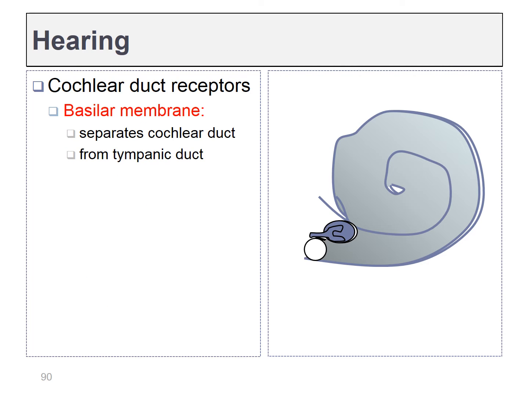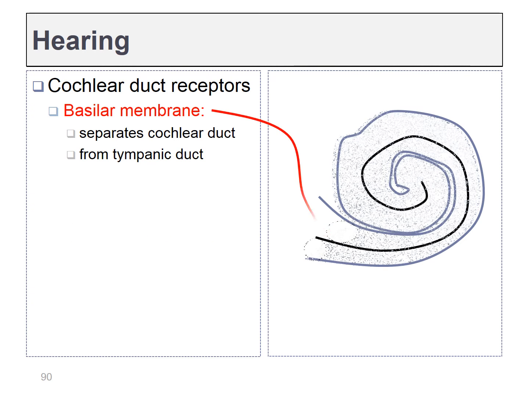Unlike a regular snail shell, which just has one coiled tube, the cochlea has multiple tubes inside of it. The two big tubes, the vestibular and tympanic ducts, are separated by a thin membrane of epithelial cells called the basilar membrane. This separates our cochlea into the two major chambers.